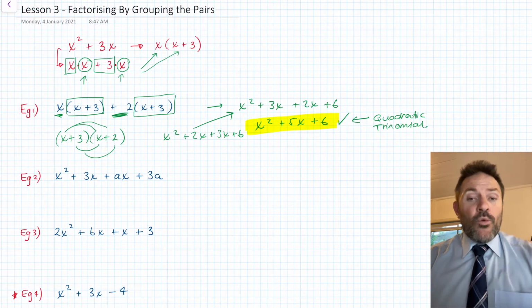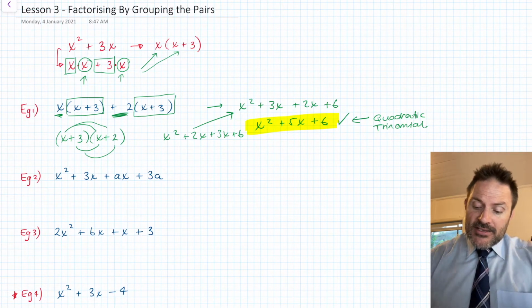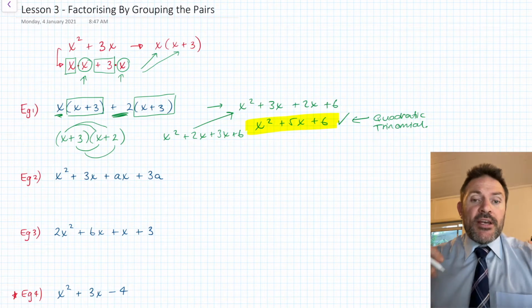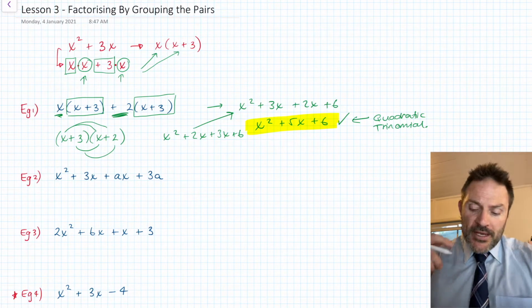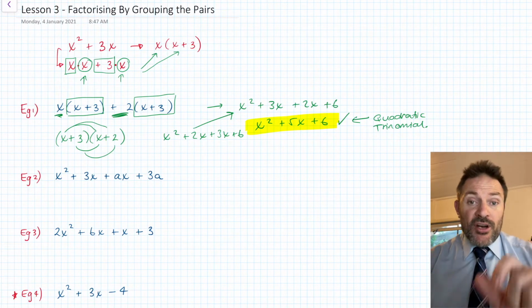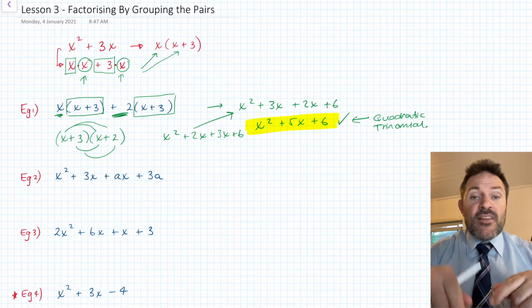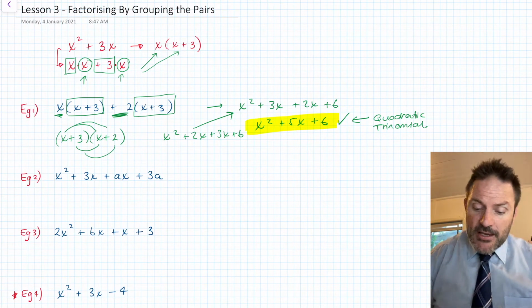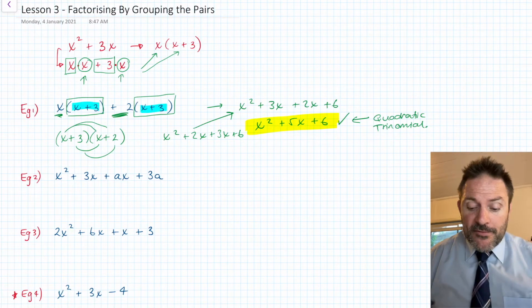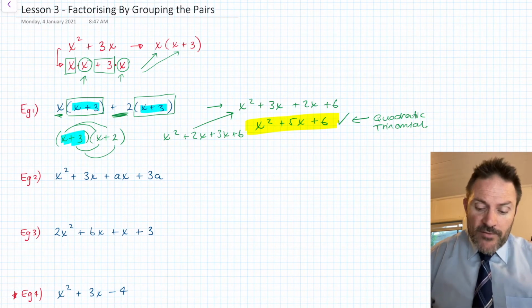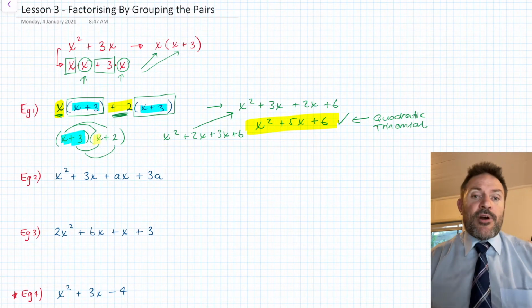So it works. So this is something we need to look at, where we need to factorize by grouping the pairs. Sometimes they've already kind of factorized up for us, and then it's just a nice simple matter of saying, hey, they're both the same, so let's put it out the front, and then whatever's left over, let's put that in the second set of brackets.